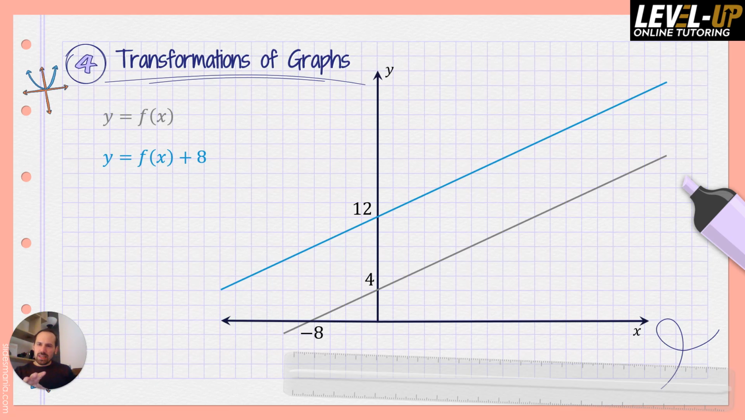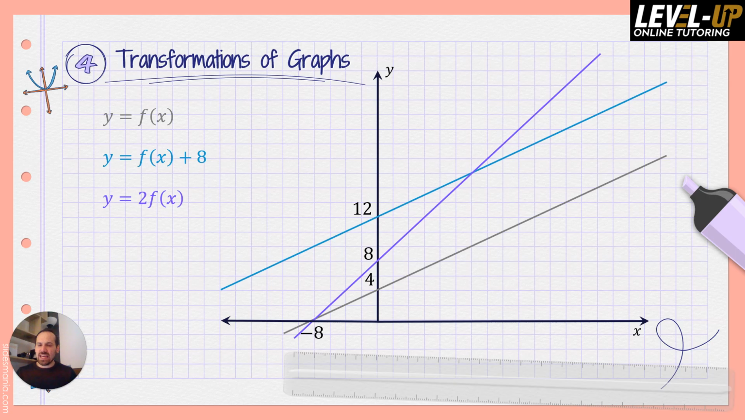The reason why that is, think about it, y was equal to f of x. Now we're plotting y equals f of x plus 8. So all the y values have increased by 8. So it makes sense the whole thing will just shift up by 8. So that's an example of a transformation. This is like a translation, essentially, because we're just moving the graph.